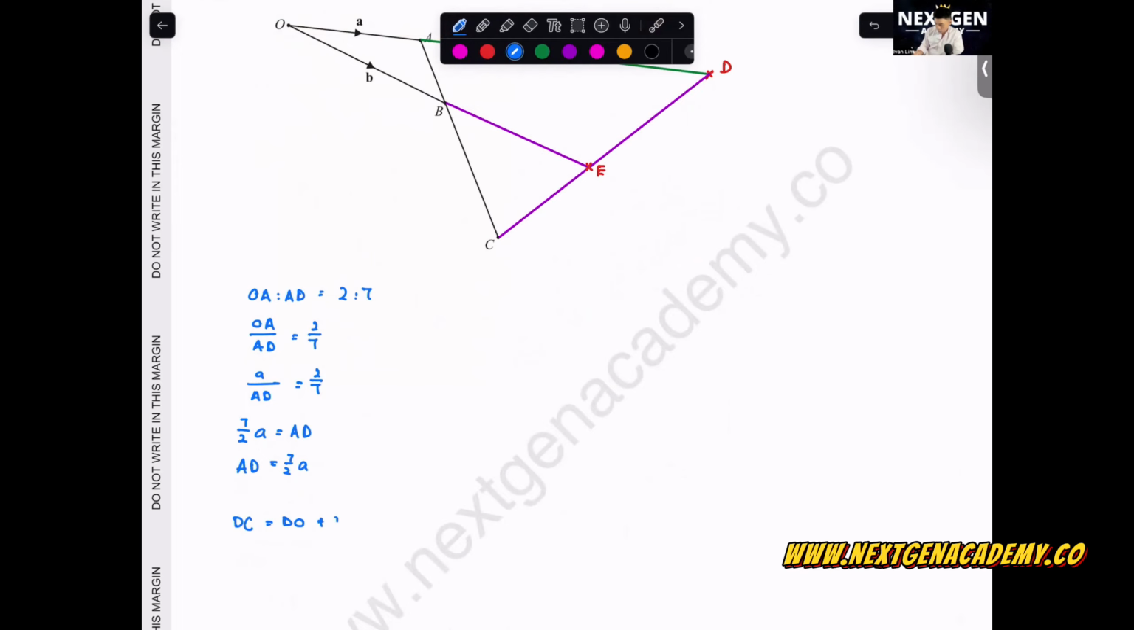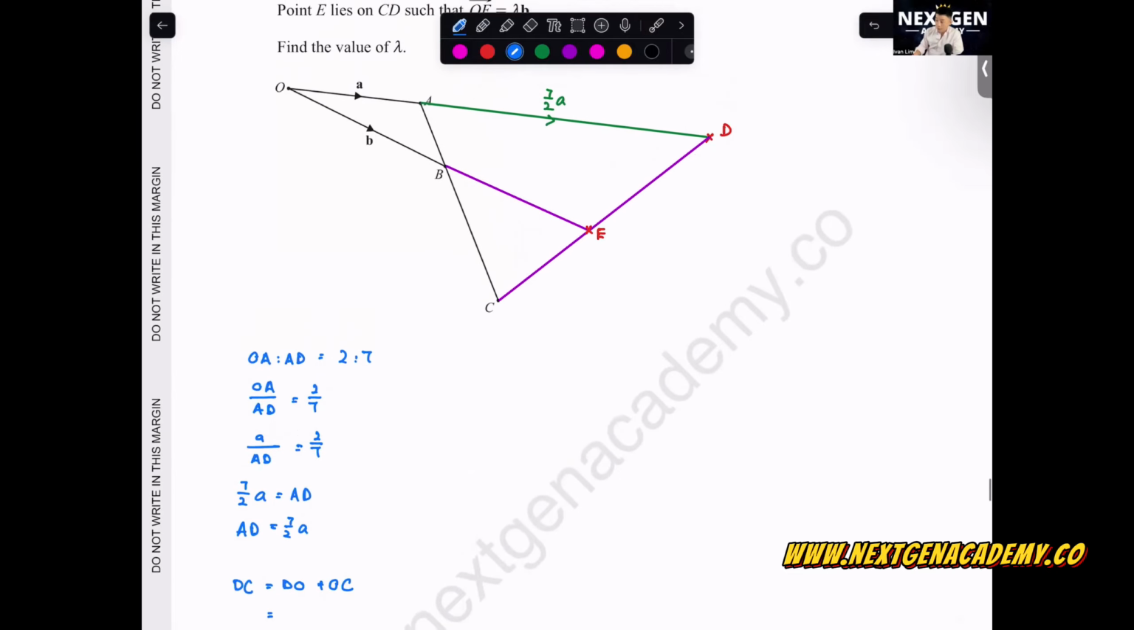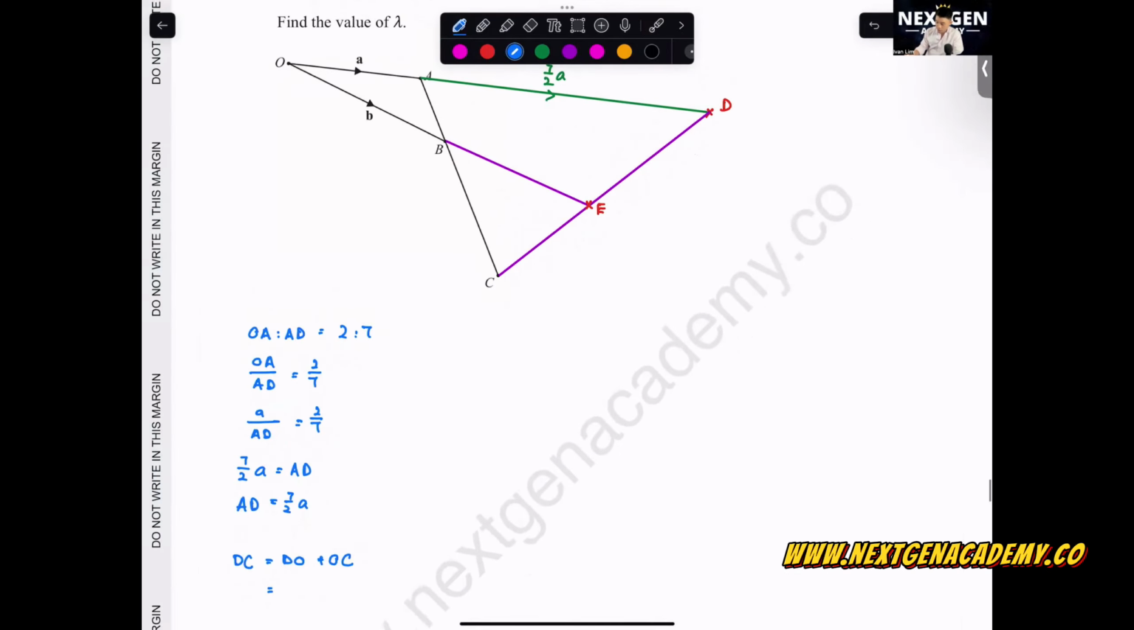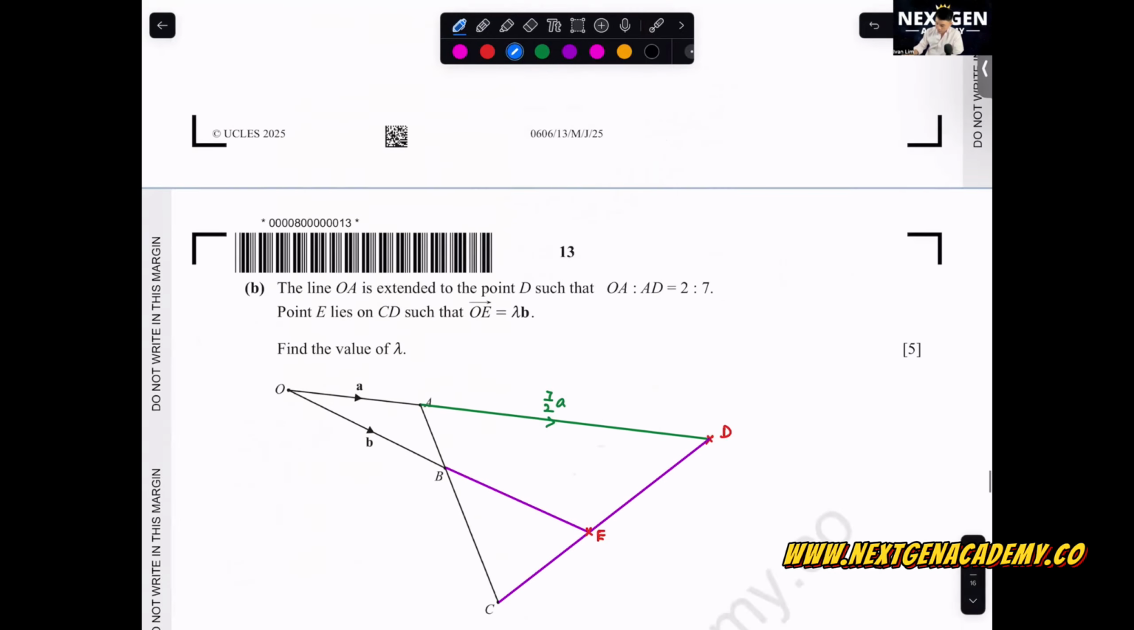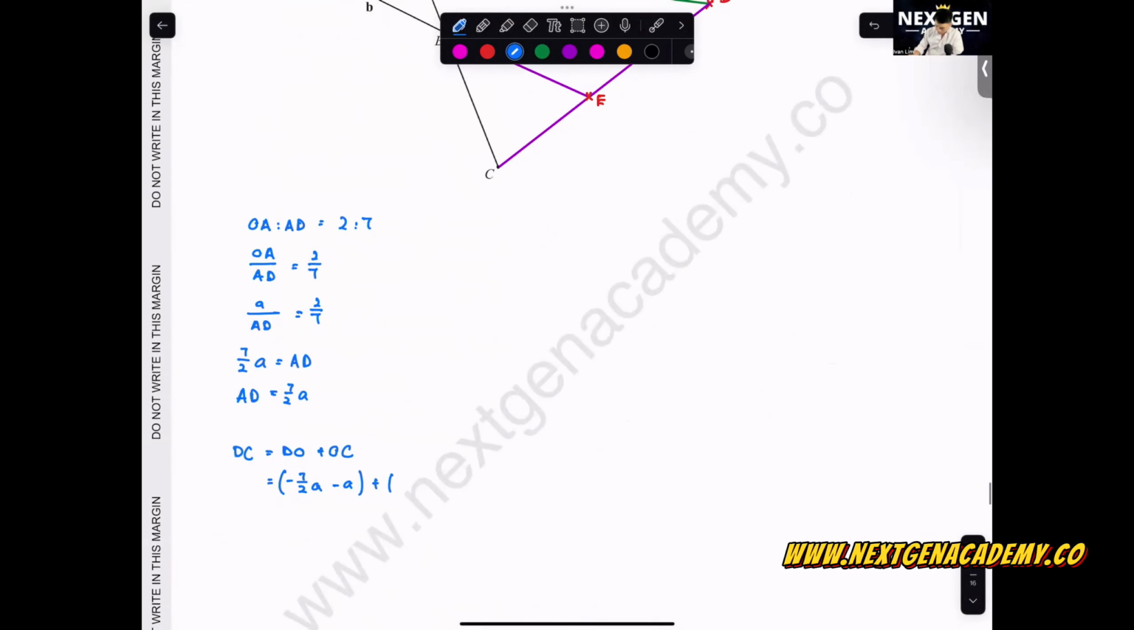DC is DO plus OC. DO, look at the diagram. We got 7 over 2 and a. So can we say it's minus 7 over 2 a minus a? This is DO. Then plus OC. Let me see, where's OC? Minus 2a plus 3b. You look back into the first question, minus 2a plus 3b. Okay, let's calculate for this side.